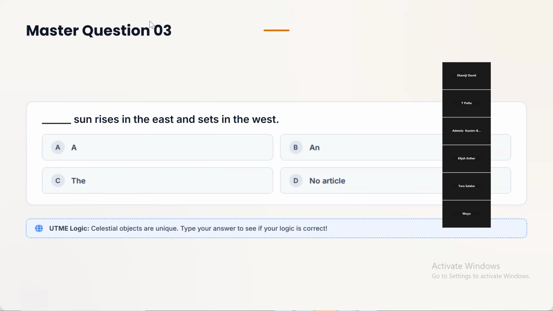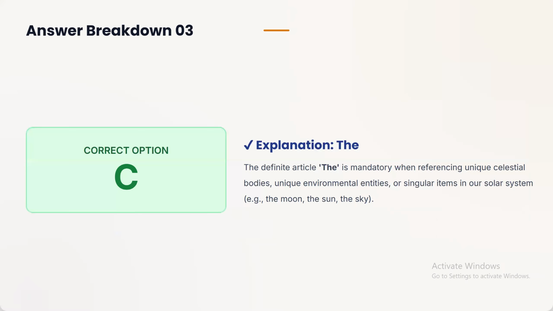Because, like you said, Ma, the sun is a celestial body. So the article that would be used for such is the. Absolutely. I'm really impressed. Yeah, that's excellent. The sun is a unique celestial body, so there is only one sun in our solar system. For unique geographical or cosmic objects, always use the. Yeah, absolutely. Let's move on.